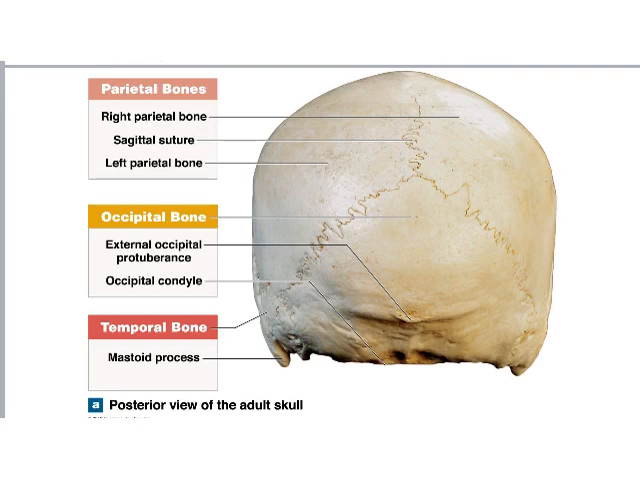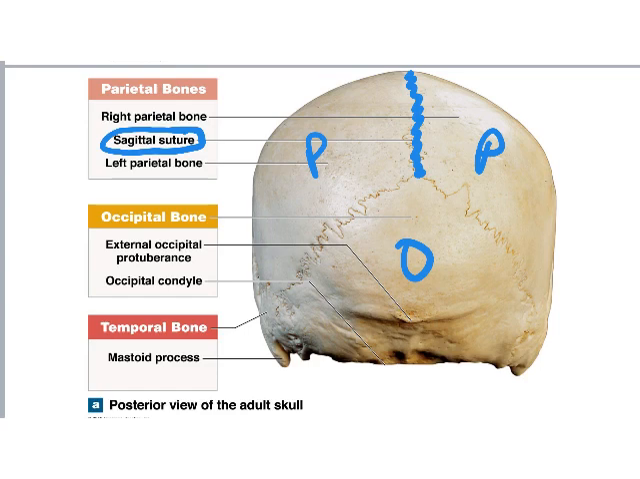Okay, and if we take away the color and look at an actual posterior view of the skull, we can see, of course, the occipital bone there, and parietal. And now we can see some sutures really close up. So this suture that separates the two parietal bones, that's called the sagittal suture, and that's one that you'll need to learn.